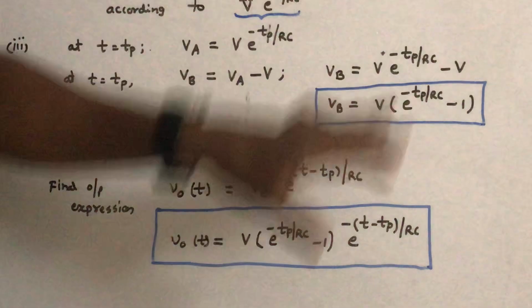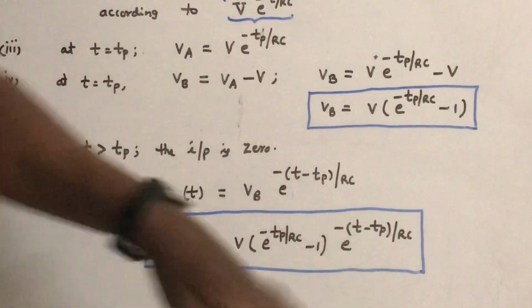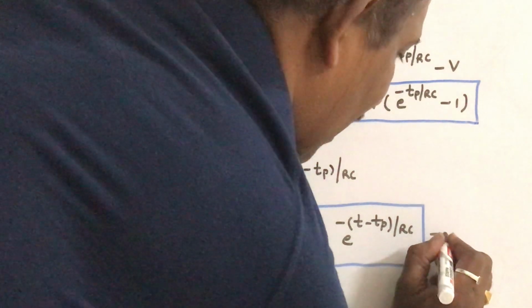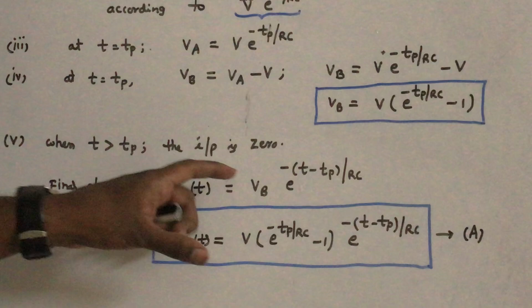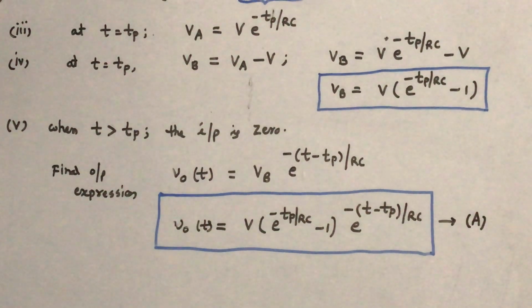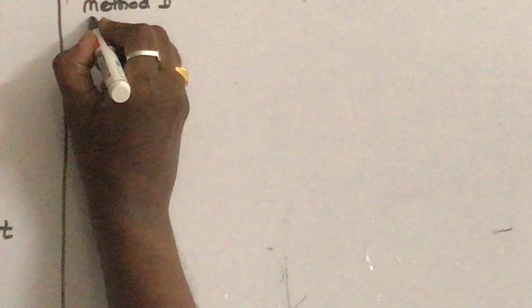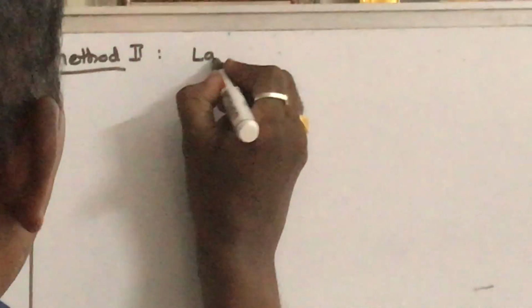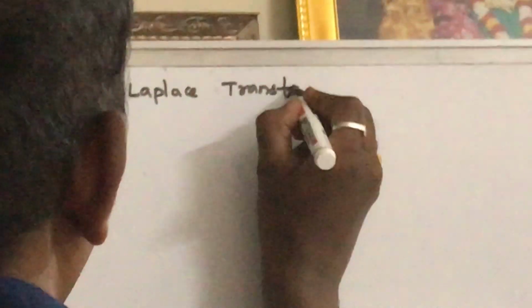So let us derive the same expression by using the Laplace transform method also. Let us call this equation A. Let us see by the Laplace transform method whether the same equation will come or not. So let us check out the second method, method 2, which is the Laplace transform method.